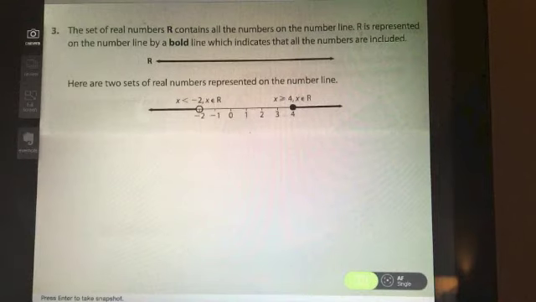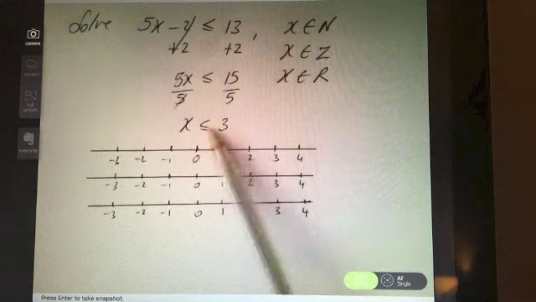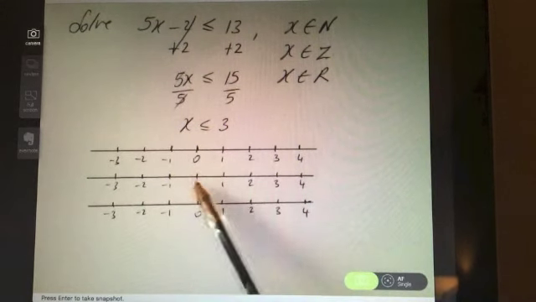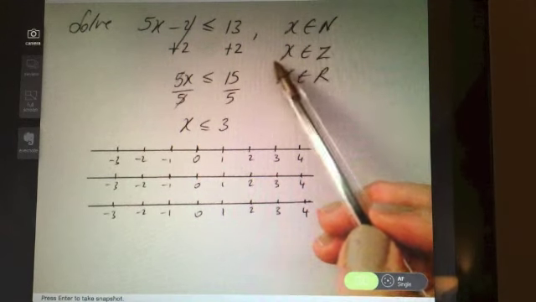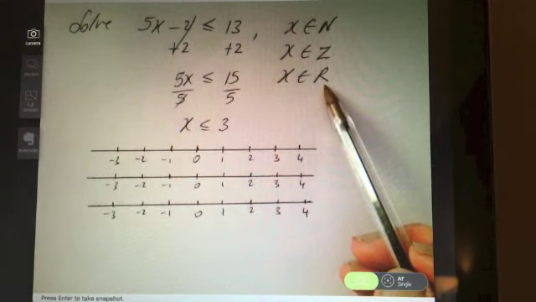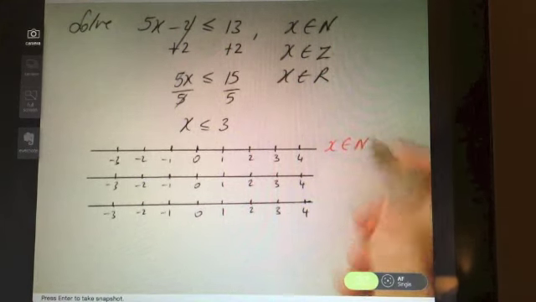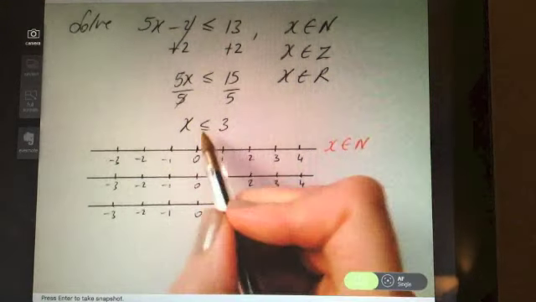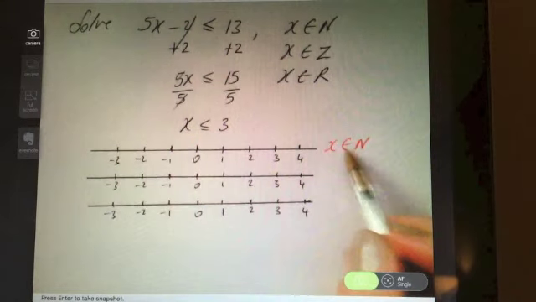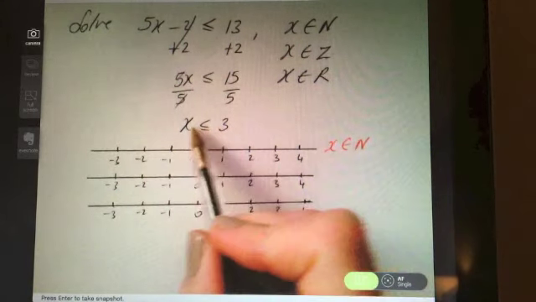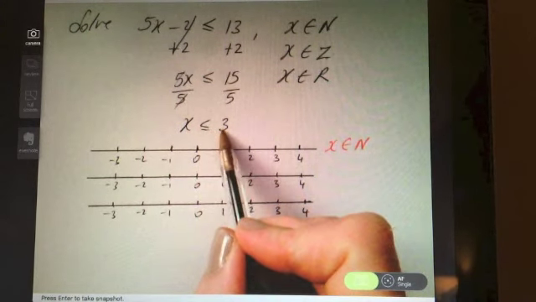Okay, right, let's try graphing some. So back to our example, and we got x is less than or equal to 3. So I'm going to show you the 3 different answers if it is given x is an element of N, x is an element of Z, or x is an element of R. So the first one, if they had clarified in the question that x is an element of N, then putting x is less than or equal to 3 and x is an element of N on the number line would mean that I need all the numbers that are smaller than or equal to 3.